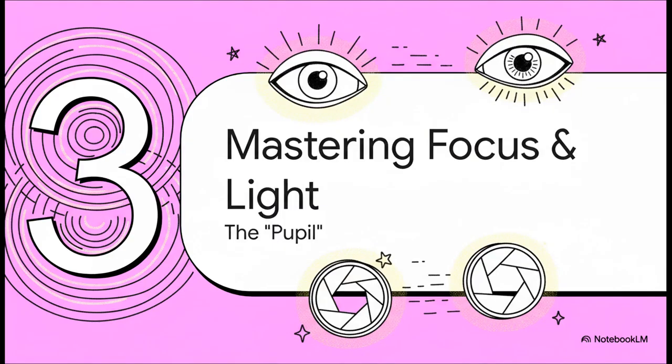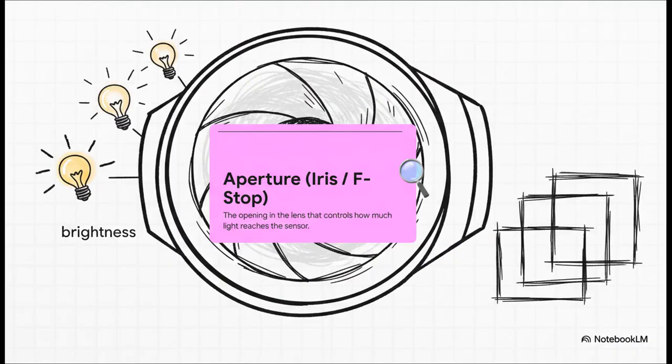All right, moving on. Next up, let's talk about the lens itself. We need to control 2 things: how much light gets in and how much of our scene is actually in focus. And we do this by adjusting the aperture, which works just like the pupil of the camera's eye. The aperture, which you might also hear called the iris, is really just the opening in the lens, and we measure the size of that opening with something called an f-stop. This one setting is super powerful because it controls 2 critical things at the exact same time: brightness and focus.